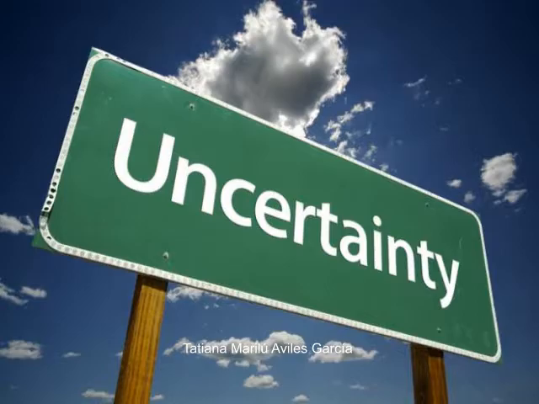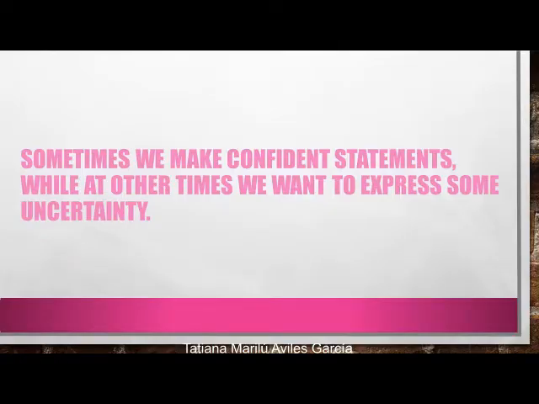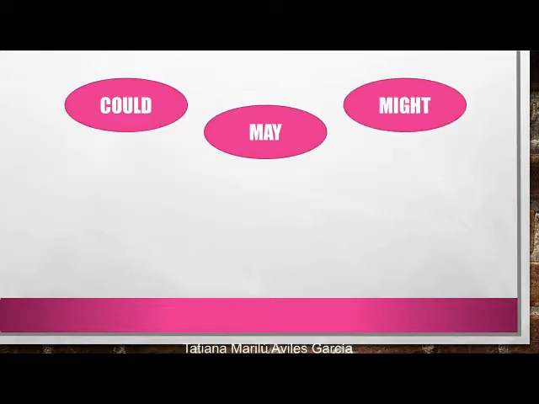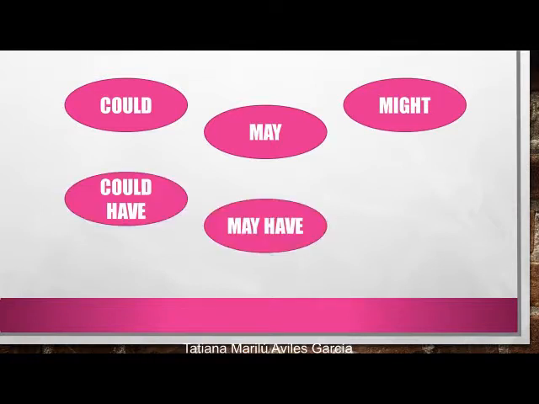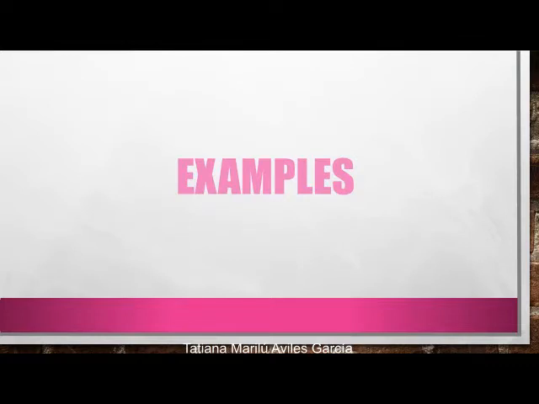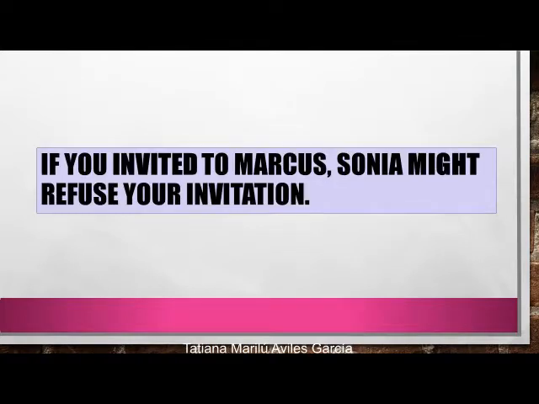Modals of uncertainty. Sometimes we make confident statements, while at other times we want to express some uncertainty. This is one of the areas of meaning we call modality. We use could, may, and might, and could have, may have, might have, in conditional sentences when the results are not certain. Example: if you invite Marcos, Sonia may refuse your invitation. If you invite Marcos, at the beginning of our sentence, is the conditional sentence.